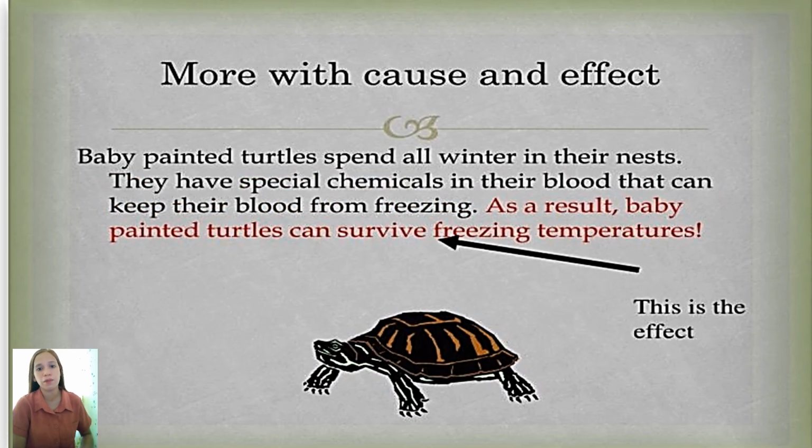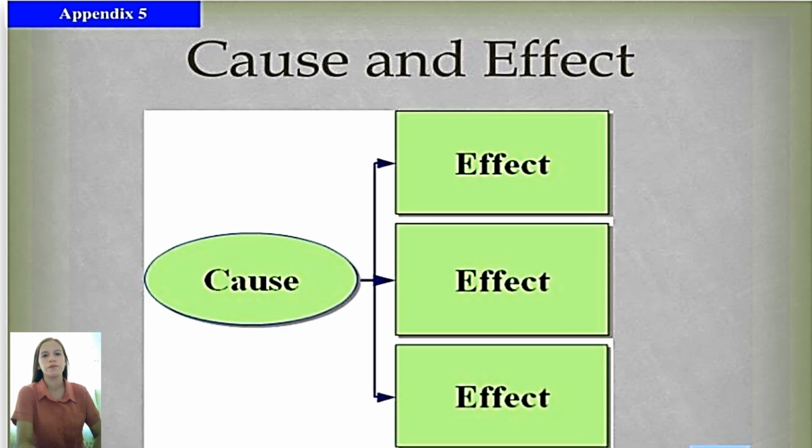And now let's determine the effect in the given scenario. So basically, the effect is in the last part of the sentence. So it is, as a result, the baby painted turtles can survive the freezing temperature. We can also use this graphic organizer in presenting the cause and effect relationship. So we have the cause, and on the right side we have the effects.